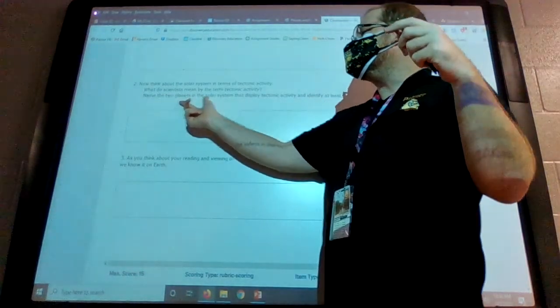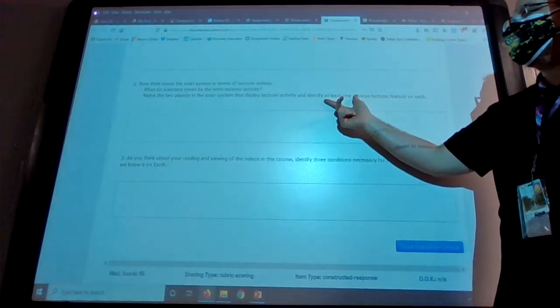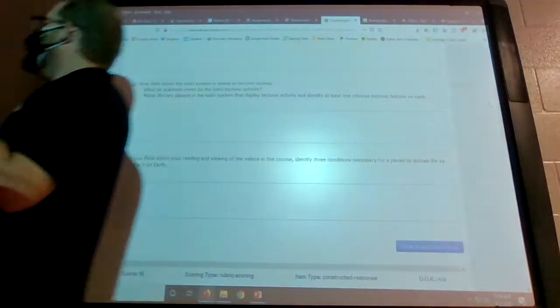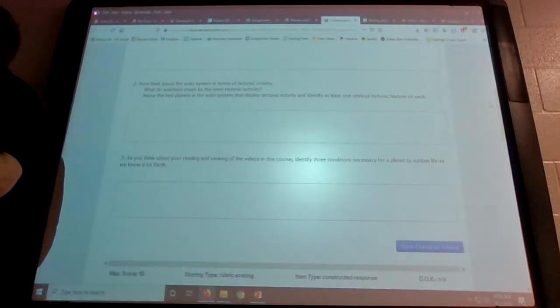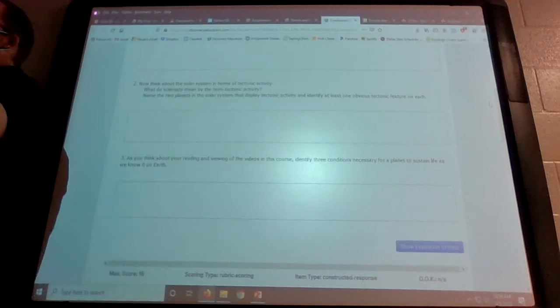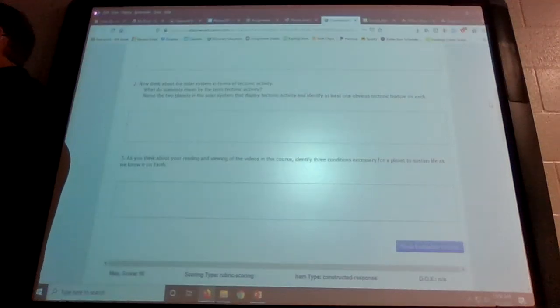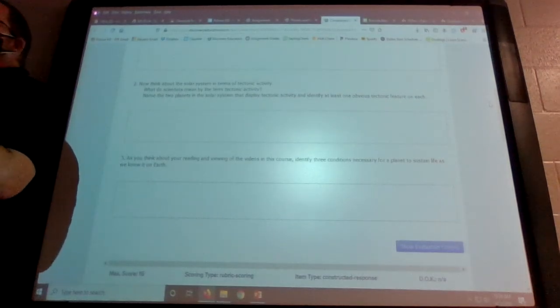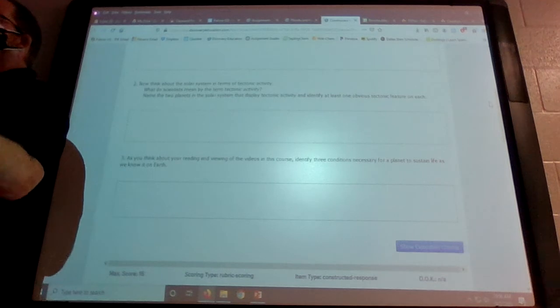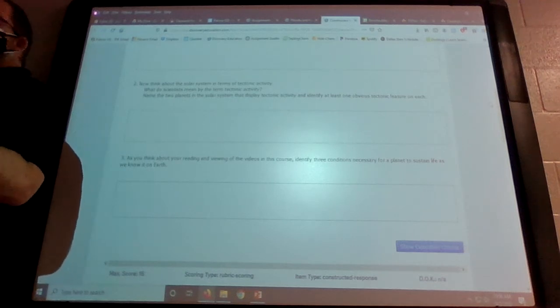Name the 2 planets in the solar system that display tectonic activity. So what's one of them? Earth. Earth is one. Io's just a moon. It's not a planet, but that is a good one. What's the other planet that probably has tectonic activity? It's actually not Mars. Mars used to. So there's a big volcano on Mars, but it's not active. It's very old. Venus is the other one.